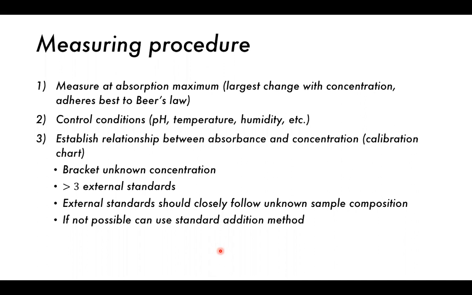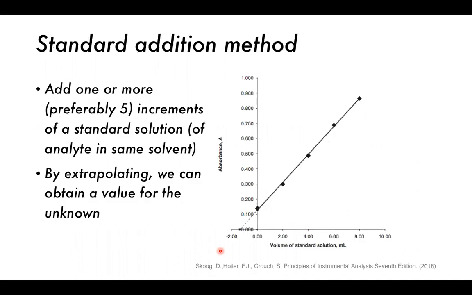If not possible, then we'll use the standard addition method. This is where we add aliquots to our sample that we've obtained. Usually this is for environmental samples, since environmental samples are typically very complex. And then of course we measure the unknown sample. So the standard addition method, we've talked about this before back in module 1. So add 1 or more, preferably 5 increments of a standard solution of analyte in the same solvent.